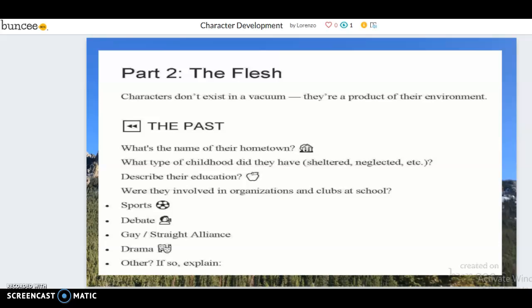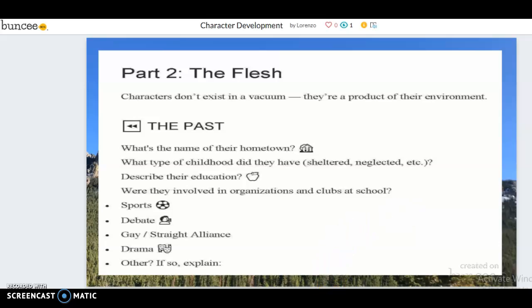Part 2 is about the flesh. And when we say flesh, we mean the product of the character's environment. What's the name of their hometown? What type of childhood do they have? You could describe their education. Were they involved in organizations and clubs and schools such as sports, debate, the Gay Straight Alliance, drama, and so on and so on.